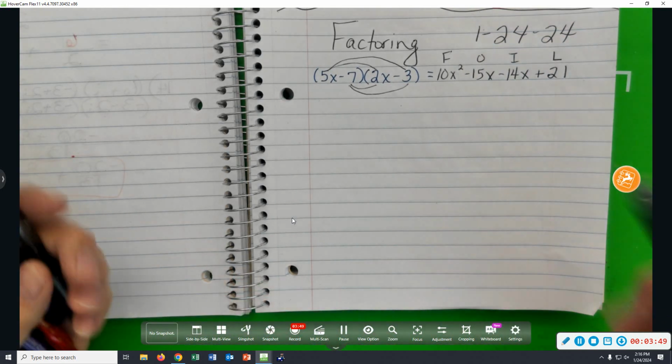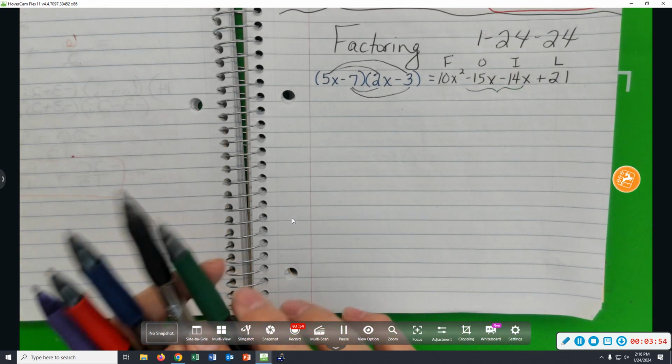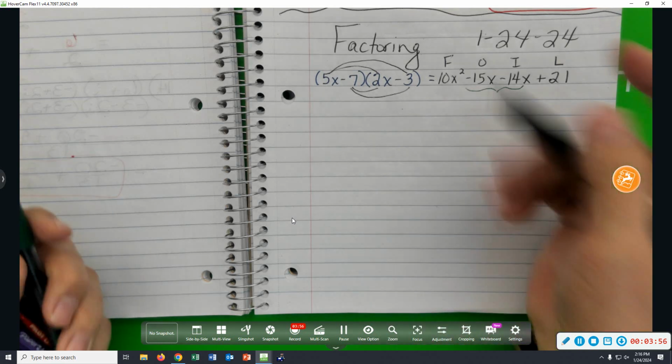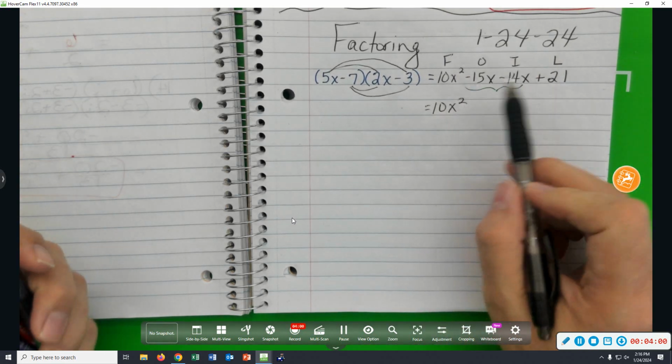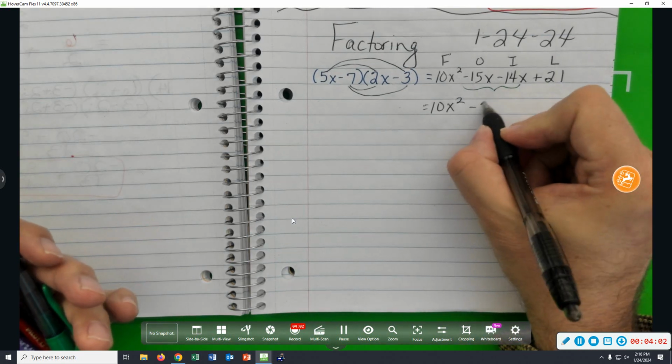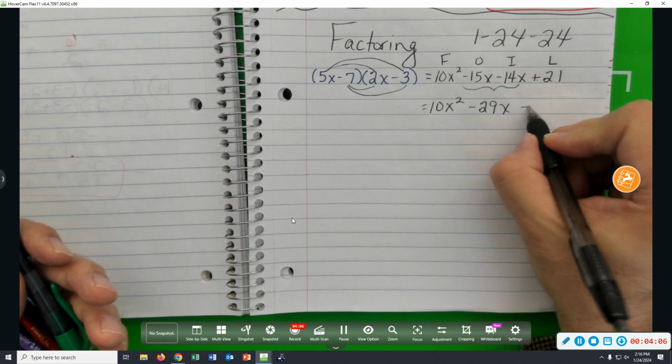And on this one, we can combine the outer and inner terms. There's no other like terms. There's nothing we can combine with the 10x squared. But negative 15x plus a negative 14x, that would be a negative 29x. And plus 21.